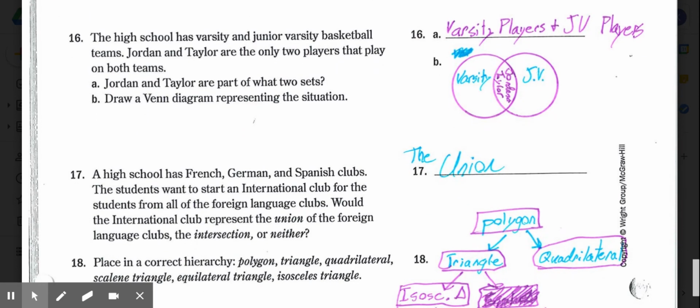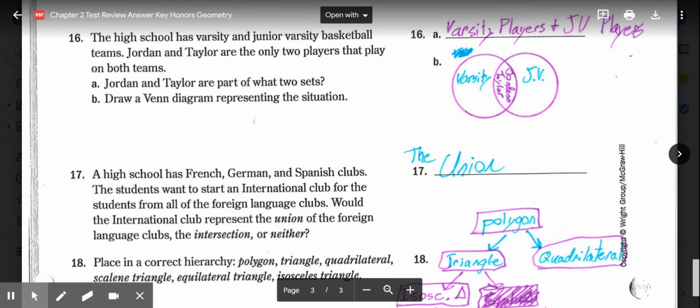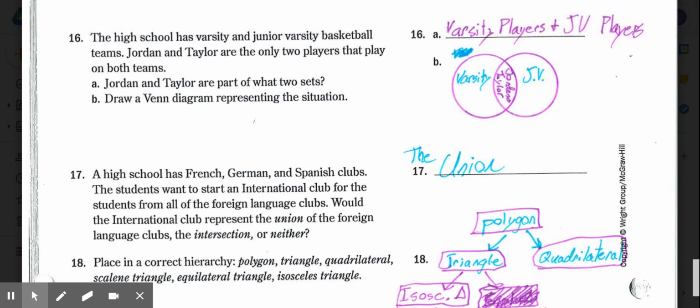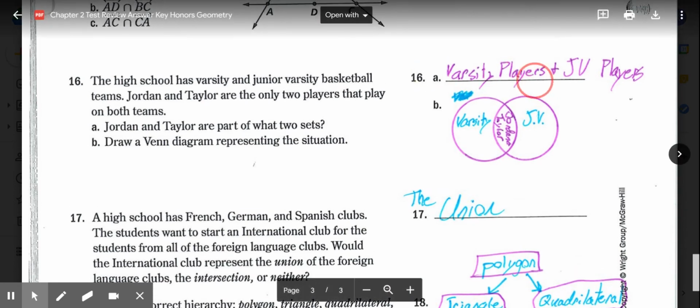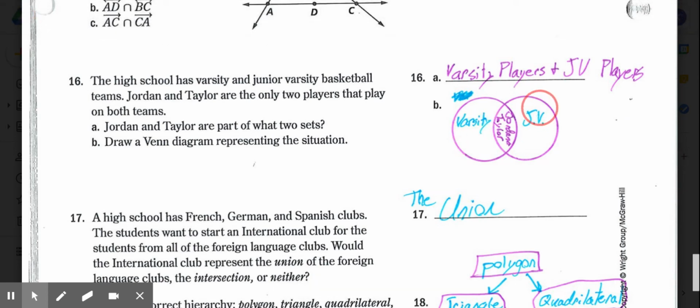And 16, high school varsity and junior varsity basketball teams are what we're looking at. And we know Jordan and Taylor are the only two players that play on both teams. So Jordan and Taylor are parts of what two sets? They're part of both the varsity player set and the JV player set. So to draw a Venn diagram representing that situation, we would have our circle for varsity, our circle for JV, and in the space where they overlap would be our two players of Jordan and Taylor.